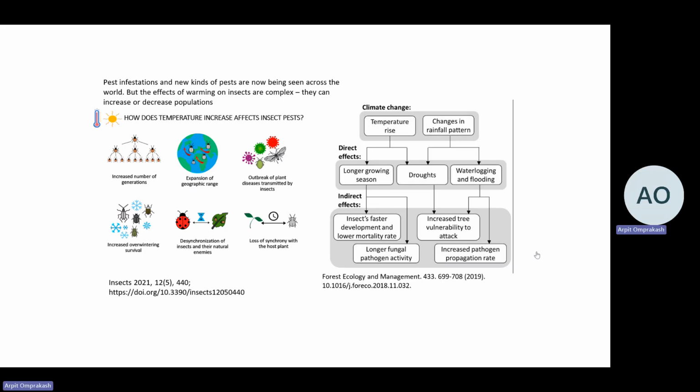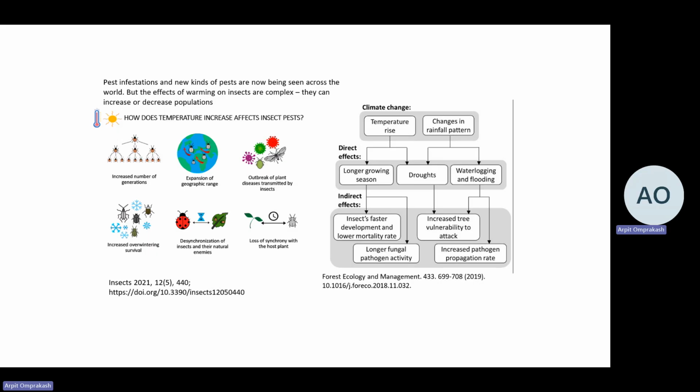Then we have these pest infestations, and now we see that there are new kinds of pests. Yeah, basically what we know about insects and how they're affected by climate is mostly from studying pests, but what we are trying to do is generalize from that to different groups of insects.